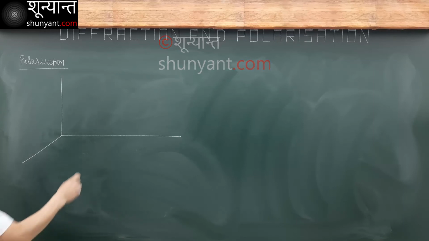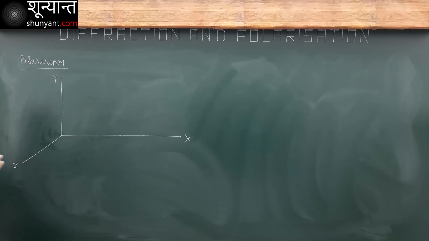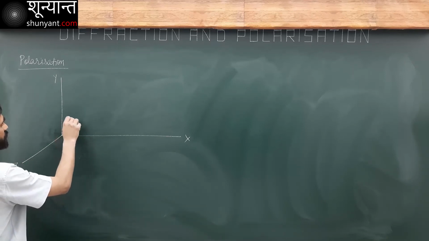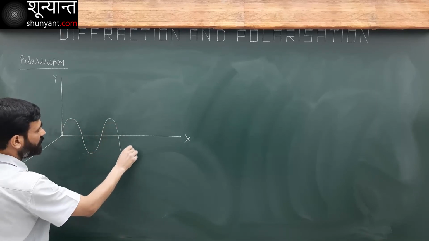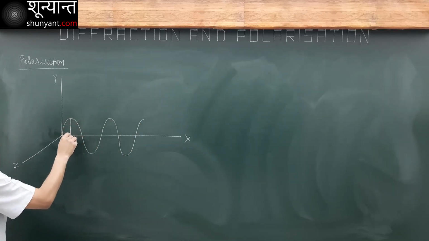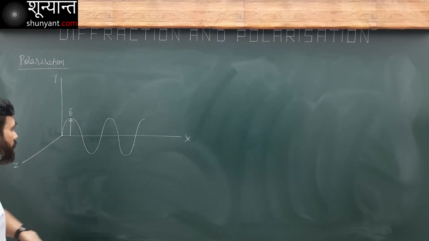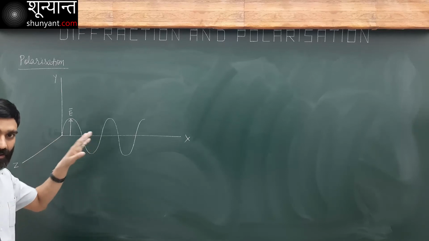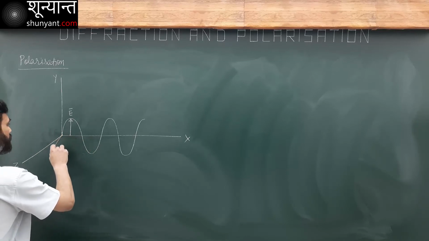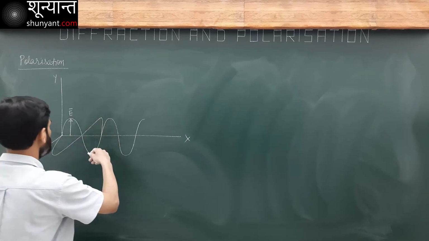This is my x axis, y and z. Let's say x, y and z axes. The electric field oscillates in the x, y plane. This is my electric field here. It oscillates in the x, y plane. The magnetic field oscillates in a perpendicular plane. This is the oscillating plane of my magnetic field. That's how it oscillates.